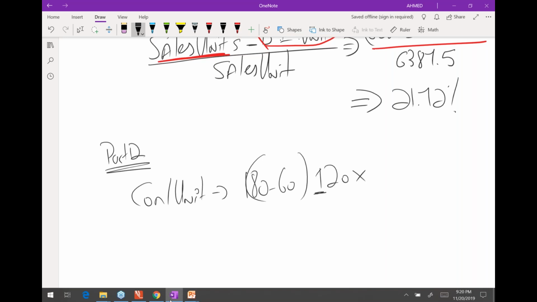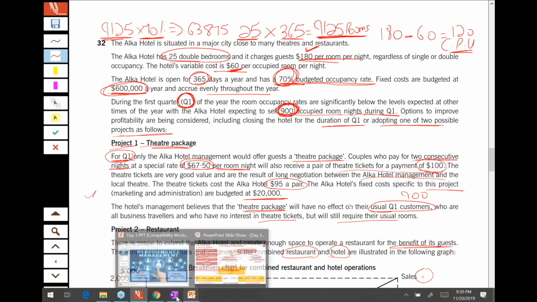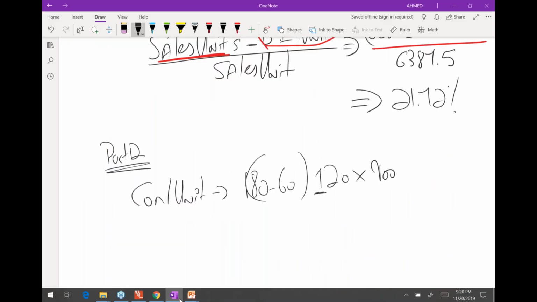How many rooms do we expect in quarter 1? Friends, how many rooms do we expect in quarter 1? So we expect to sell 900 rooms in quarter 1. Multiplied by 900 will give you total contribution of 108,000.